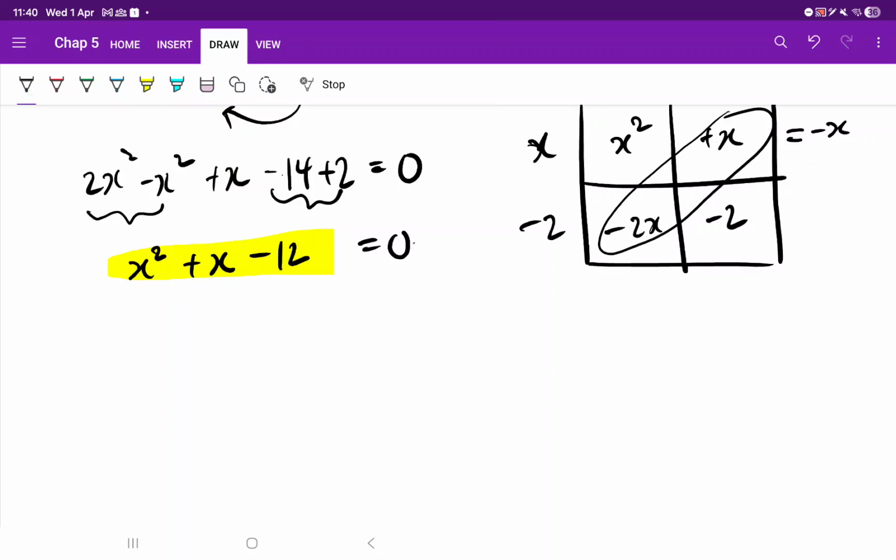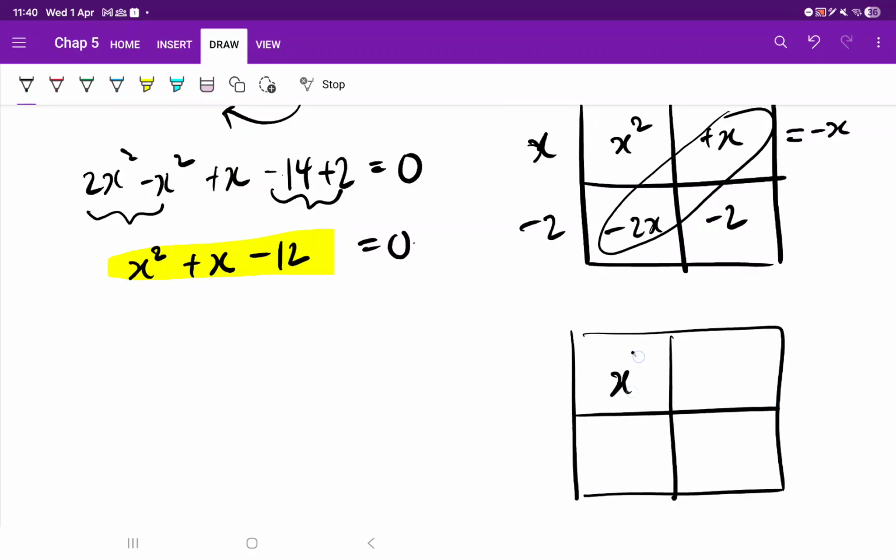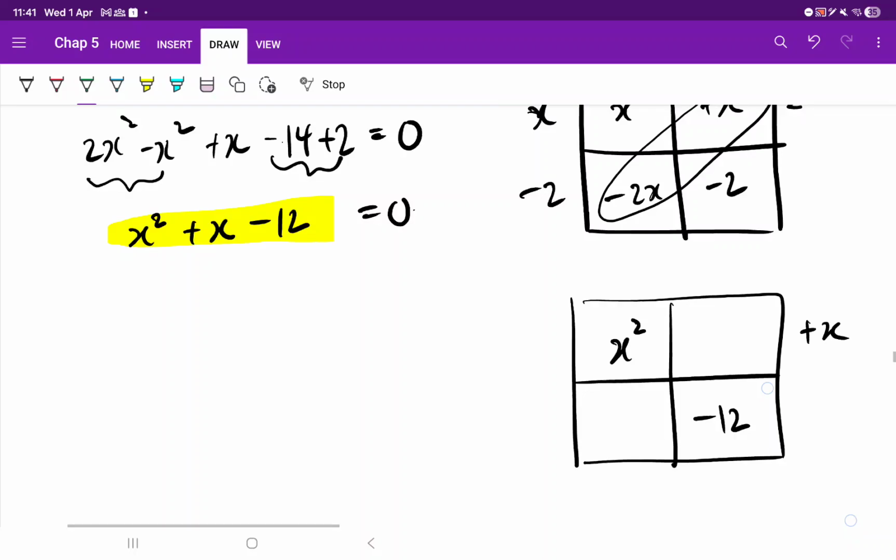So to factorize this, I will draw another rectangle. My rectangle now looks different. x squared minus 12 plus x outside. I'm going to try and fill in the blanks. Obviously, x times x gives me x squared.